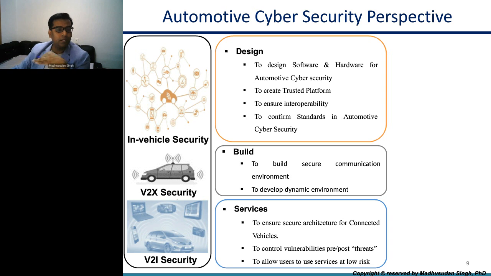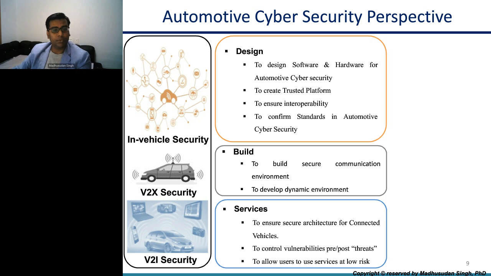So those are the things we require to communicate that information. We need to think about that. Then the last one, we have the services, like what type of services the vehicles are going to use, so we can protect those services for the vehicles.